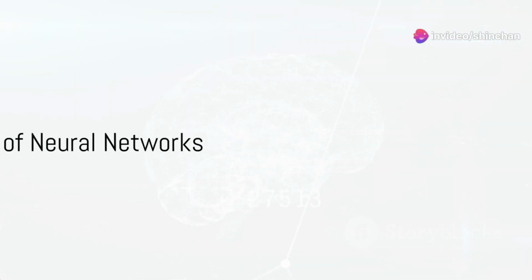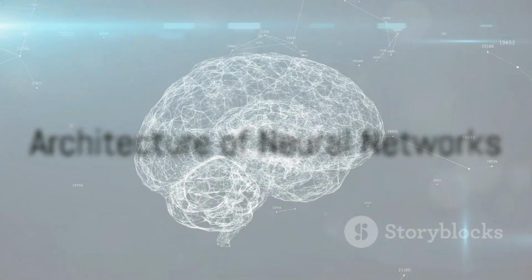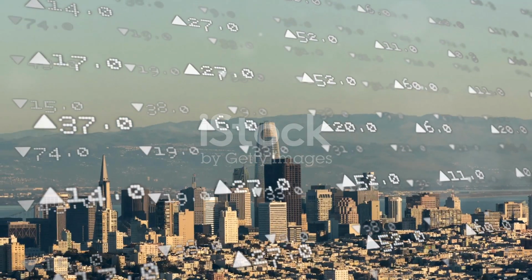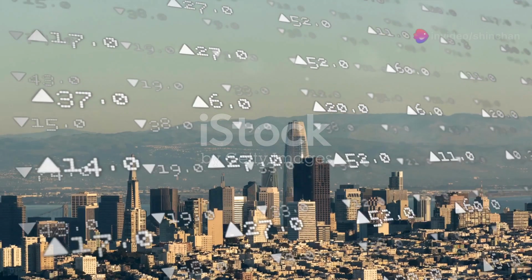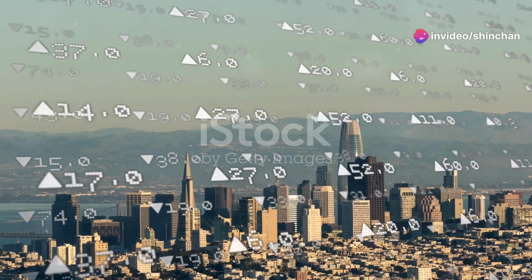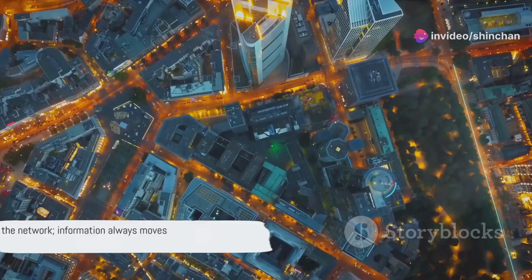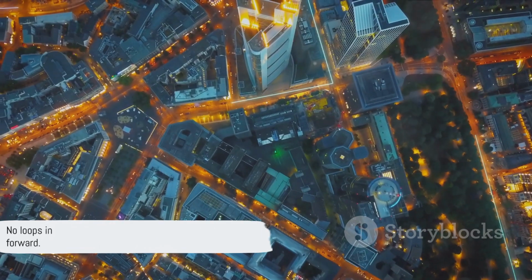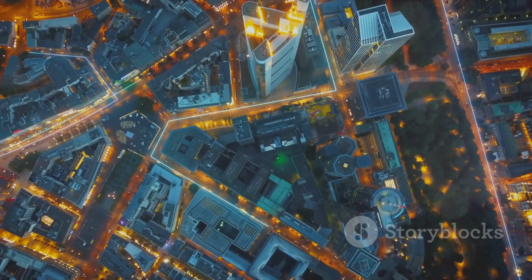Now, let's delve into the basic architecture of neural networks. The simplest one is the feed-forward network. In a feed-forward network, information moves in one direction only, from the input layer, through the hidden layers, to the output layer. There are no loops in the network. Information is always fed forward, never back.